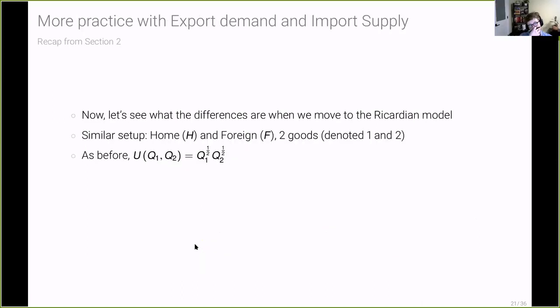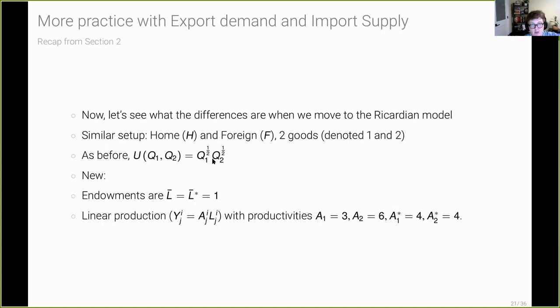Okay, so let's talk now, and here's where I'll get back to the earlier question on the differences between the Ricardian model and the endowment model. I've purposely made this as similar to the setup we've seen before in the endowment model, where again we're going to have home and foreign. We're going to have two goods denoted 1 and 2. And preferences are going to be identical to the way they were before, where we spend half of our income on each good. What's new and different about this is that we're endowed with a factor of production that we can use to produce either good 1 or good 2 with certain labor productivities.